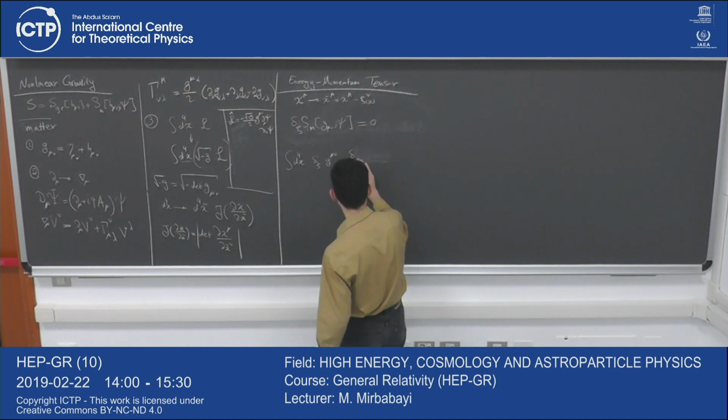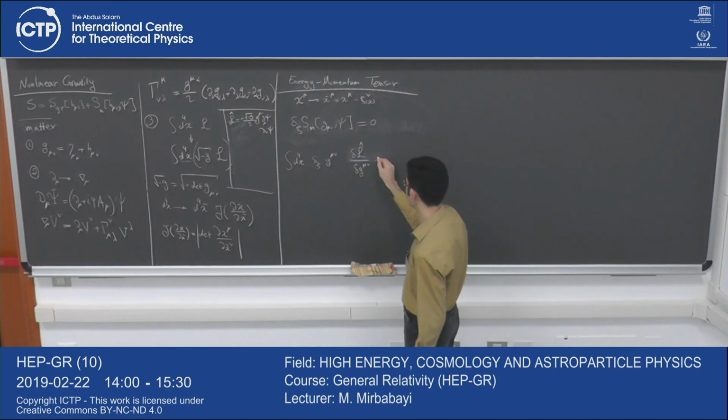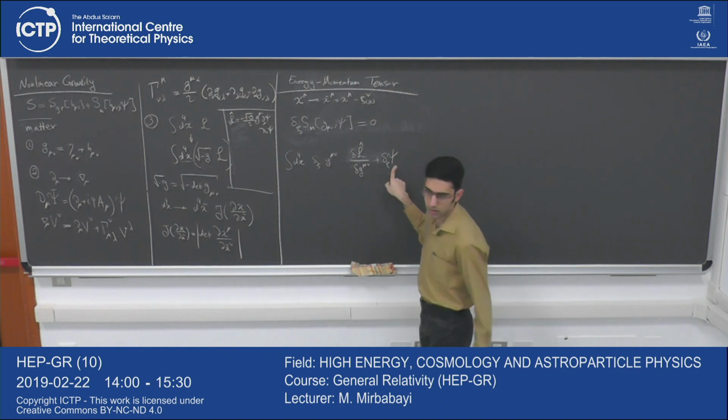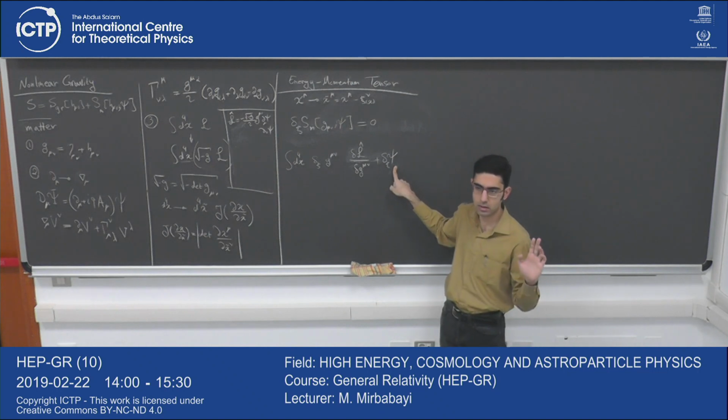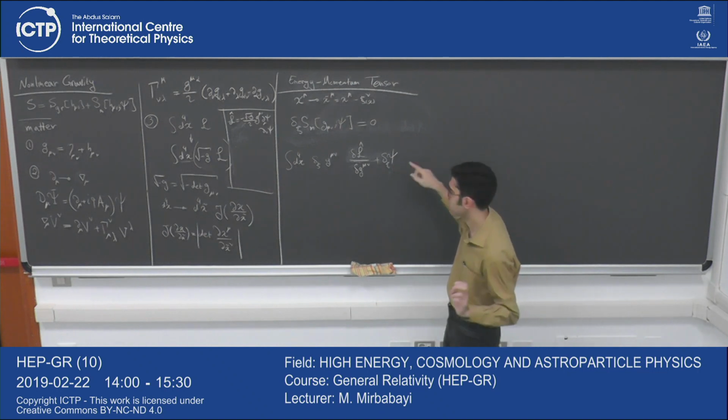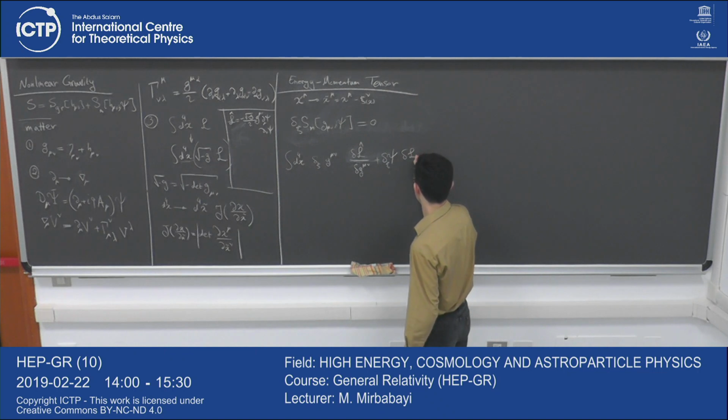Okay, so now here we have the derivative of this L hat with respect to g mu nu times the variation of g mu nu, plus the variation of the fields, and this psi is now sitting here as representative for all of the matter fields, times d L hat over d psi.